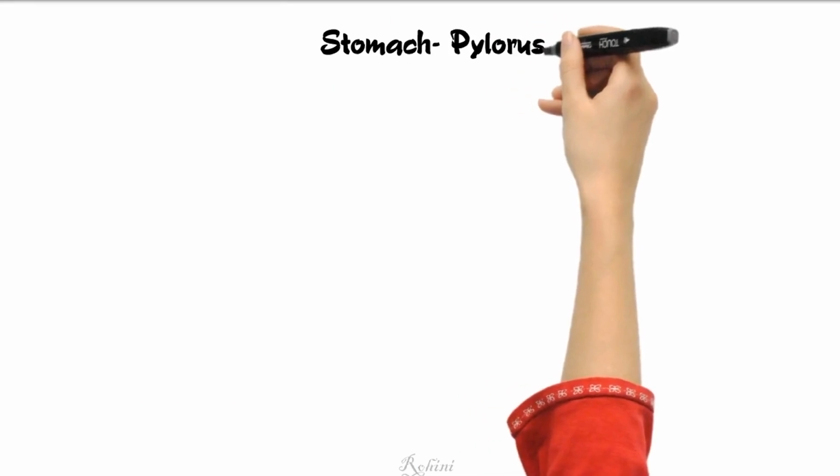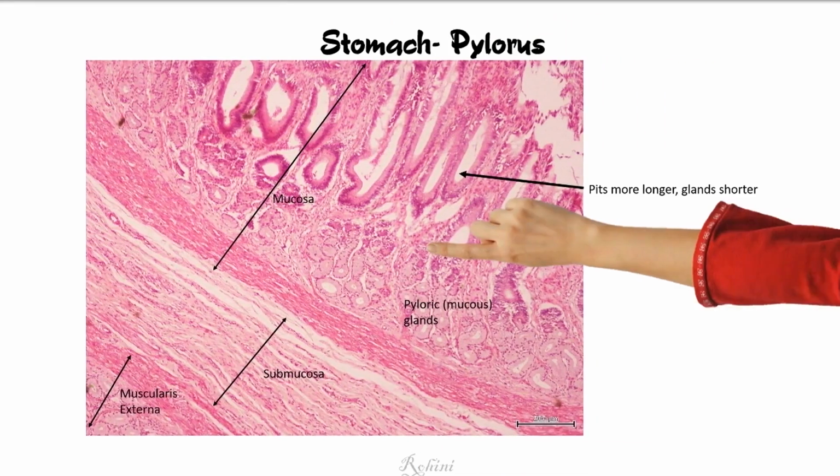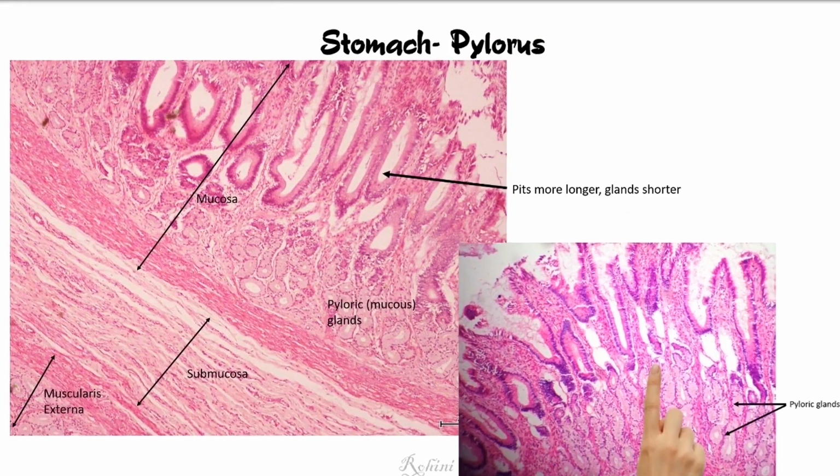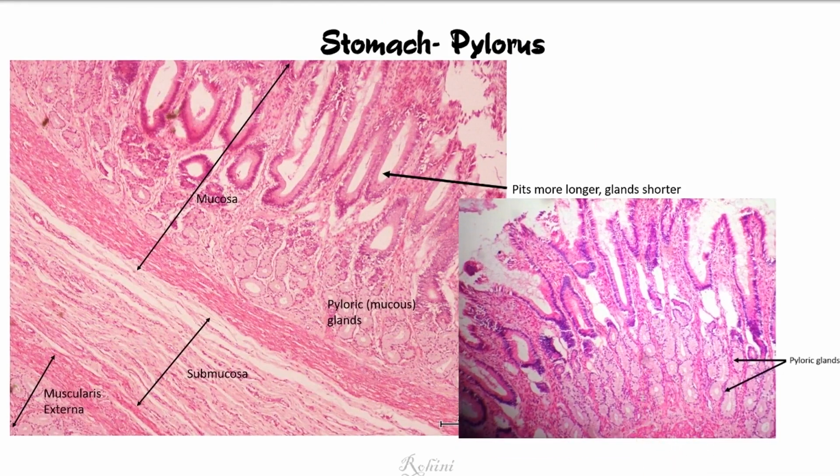The pylorus of stomach is characterized by the presence of lightly hematoxylin-stained mucous glands, the pyloric glands, in the lamina propria of mucosa. The gastric pits are long here, in comparison to the fundus of stomach. The gastric glands are shorter.